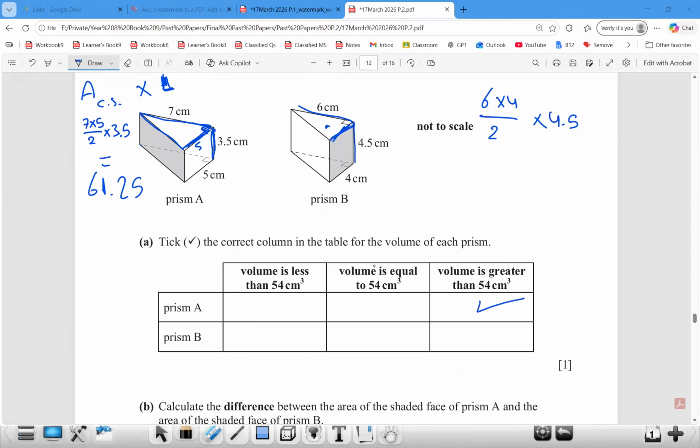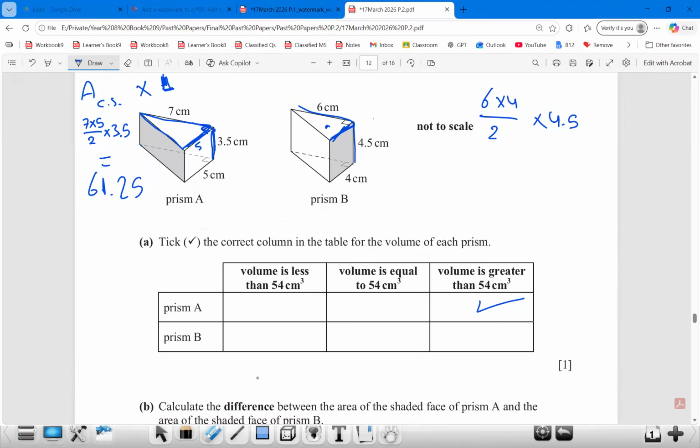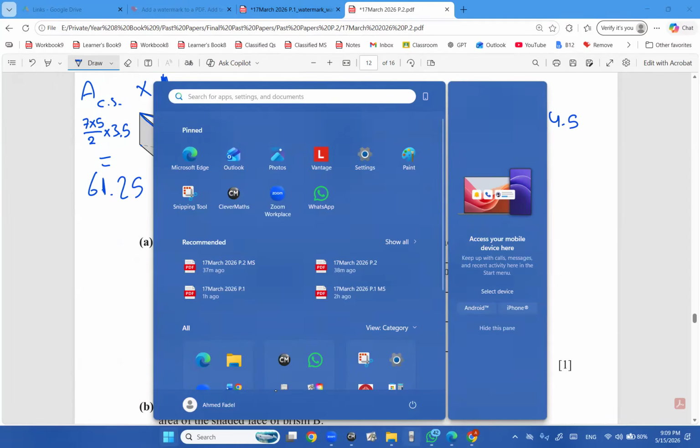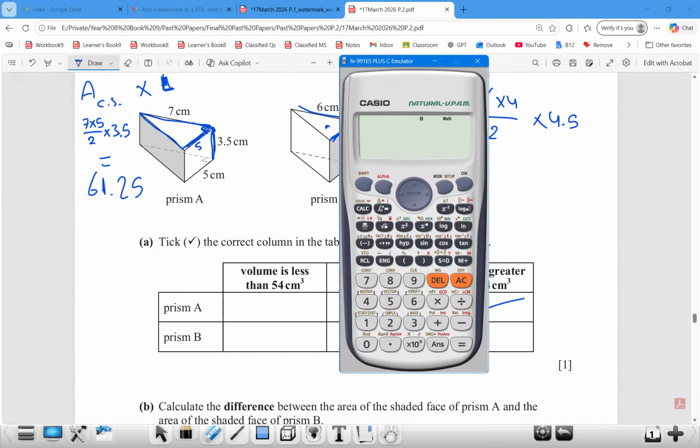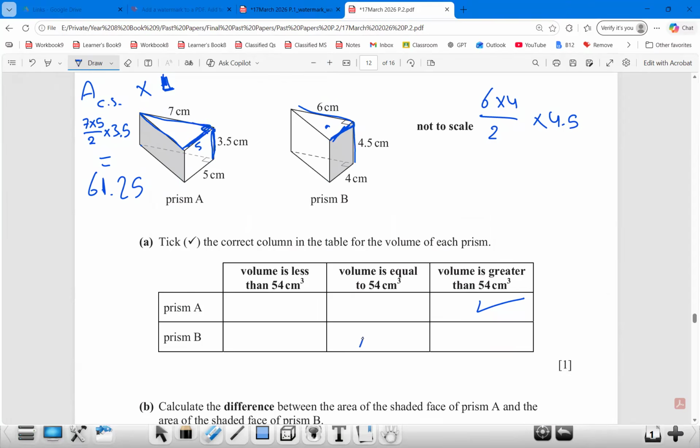Let's do this on the calculator again. Where's the calculator? It disappeared. All right. Let me open it again. Here you go. 6 times 4, which is 24. 24 divided by 2, which is 12. You multiply 12 by 4.5, which is going to give you 54 exactly. So it is equal to 54.